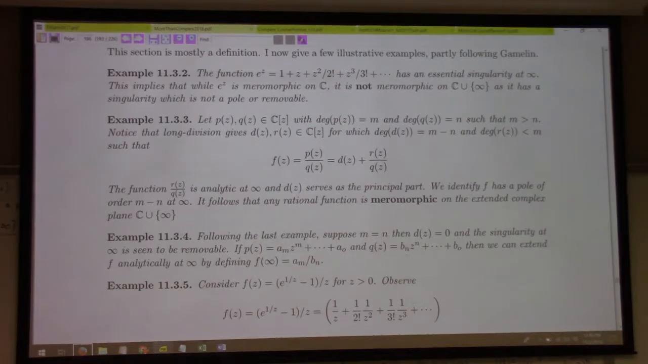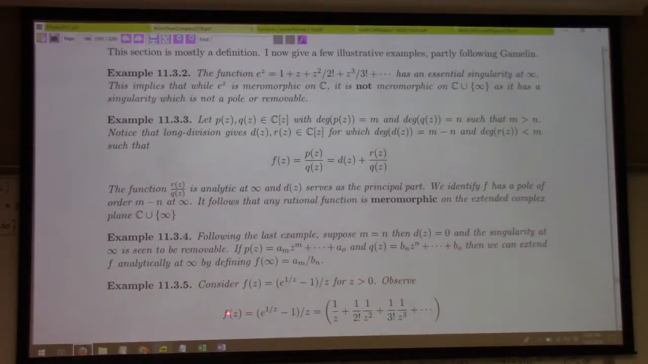What I say in this is that if this piece is gone, if this piece is 0, in other words, if there's no polynomial piece, if you're looking at a rational function where the denominator polynomial has a degree strictly larger than the numerator polynomial, then that means that the singularity at infinity is removable. So you can extend f from the complex plane to the extended complex plane by simply saying that the value of f at infinity is the ratio of the leading coefficients of the polynomials. So that's kind of nice.